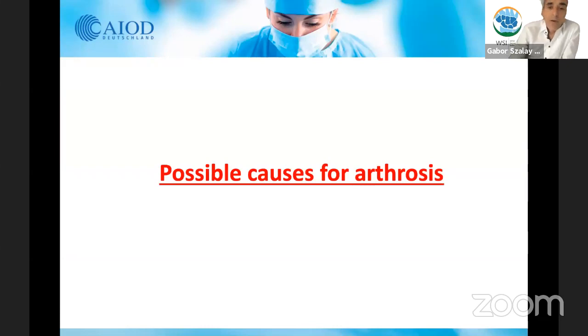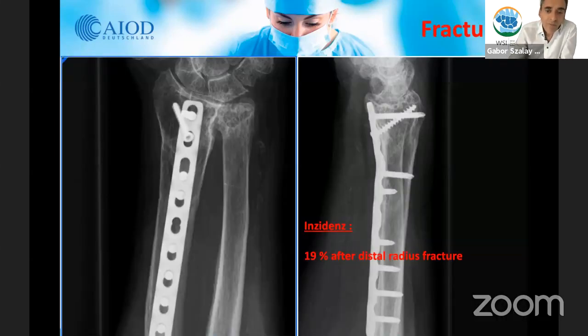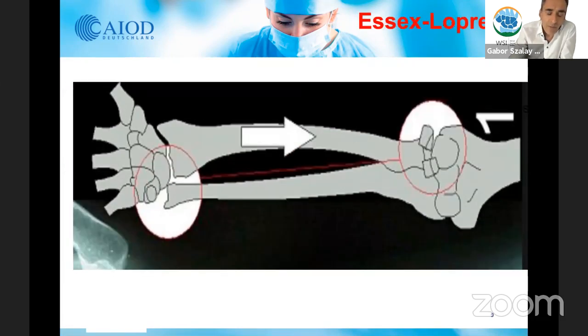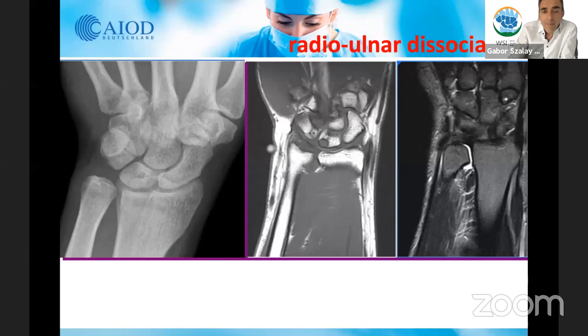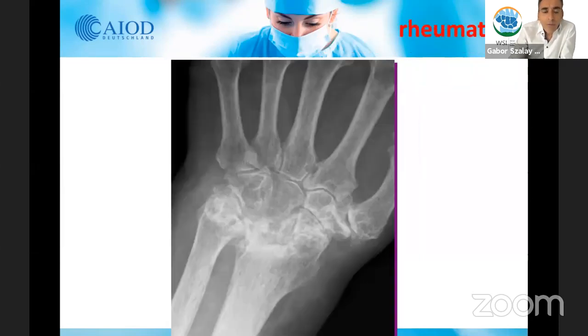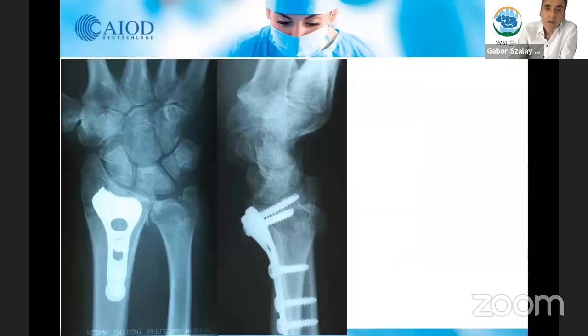And possible causes for arthrosis are, for example, fracture in 19% of distal radius fractures, Galeazzi fracture or Essex-Lopresti lesions, isolated radioulnar dissociation, deformity, or rheumatism. All those are reasons for or possibilities for arthrosis of the distal radius ulnar joint.